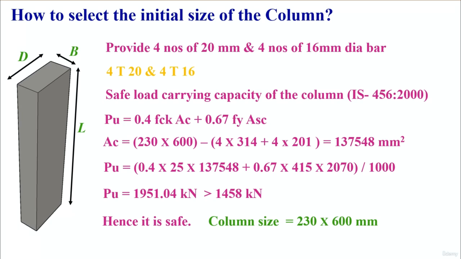So this is the method of how to calculate the initial size of the column and how to calculate the safe load carrying capacity of the column. This is only one method. We have a few other methods as well. Those things I will attach along with this video as a PDF file. If you want, you can refer to that for further clarifications.